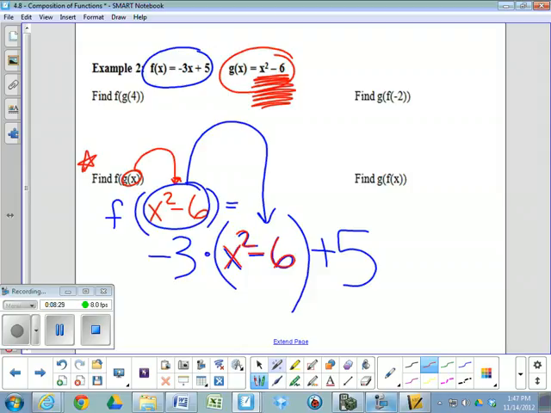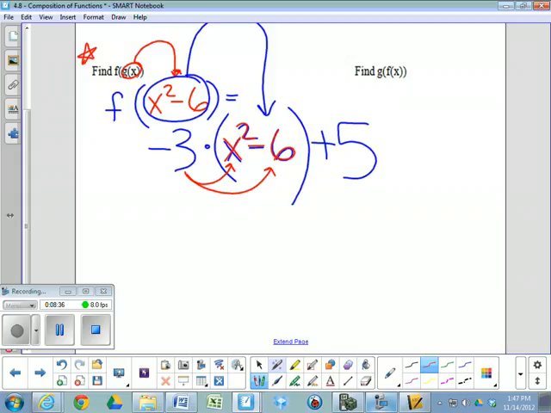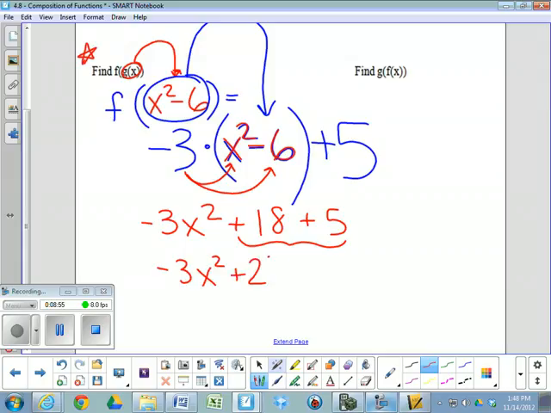If you can simplify these, do so. And you can. You can take negative 3 and distribute it. What do you get? Negative 3x squared. Negative times negative is 3 times 6 is 18. And then what? Can we still simplify? You get negative 3x squared plus 23.